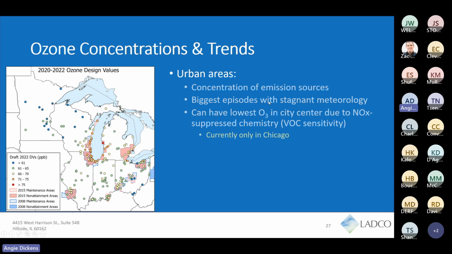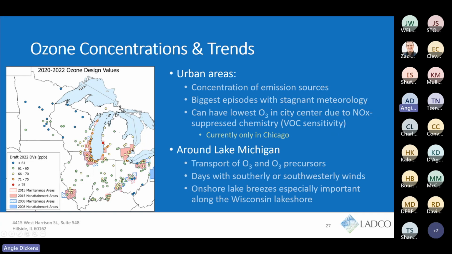We have the biggest episodes when we have stagnant meteorology. And if you have VOC sensitivity or NOx suppression, you can end up with the lowest ozone in the city center, which currently we really only have strongly in Chicago. Then we also have high ozone around Lake Michigan due to transport of ozone and ozone precursors. The meteorology impacts that with southerly transport and onshore lake breezes. So again, role of meteorology, location of emissions, and chemistry.